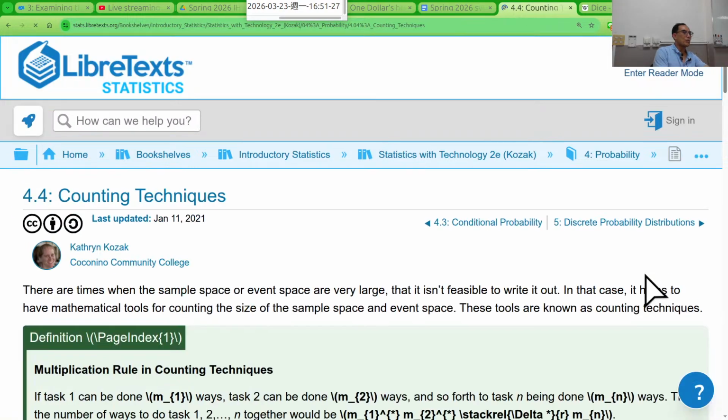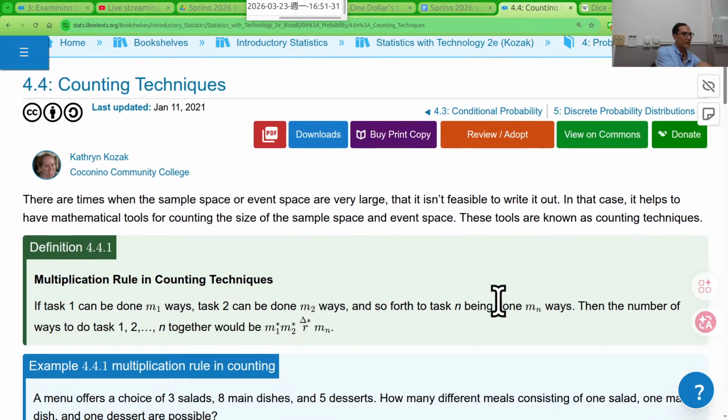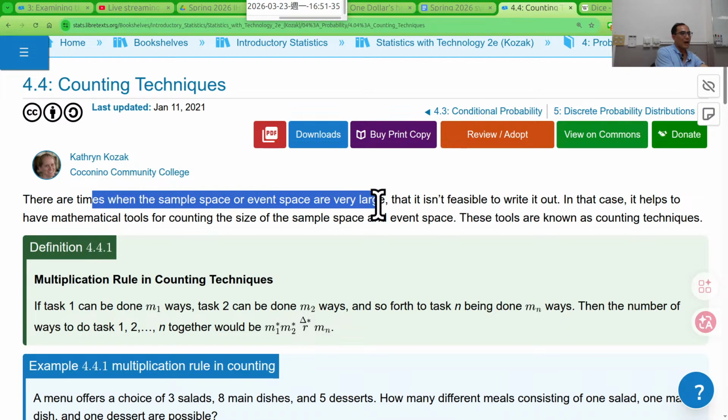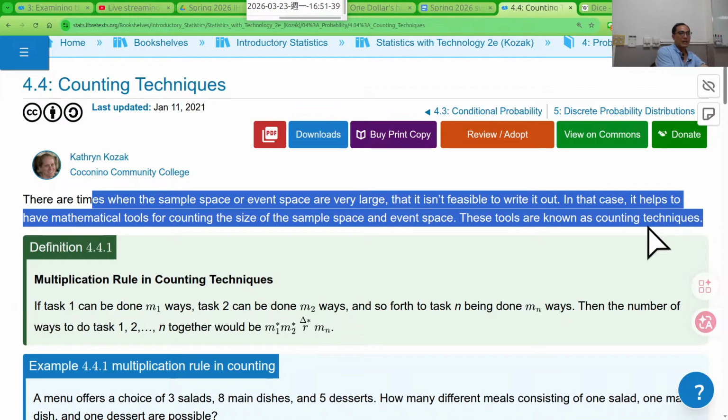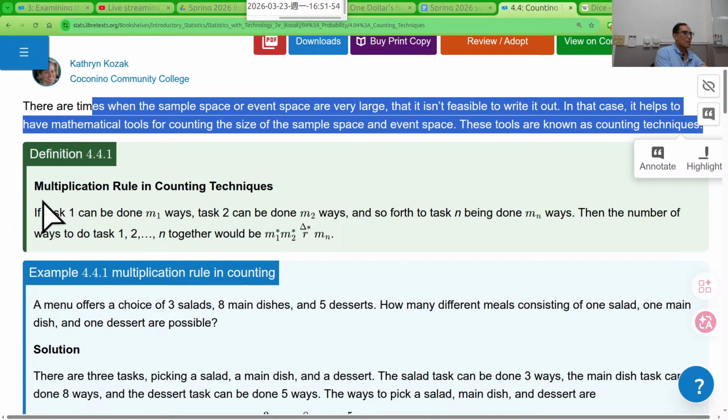And okay, let's move to chapter number 4.4. There are times your sample space or events are very large and it's not feasible to write them down. In this case, it helps to have mathematical tools for counting the size of the sample space and event space. These tools are known as counting techniques.